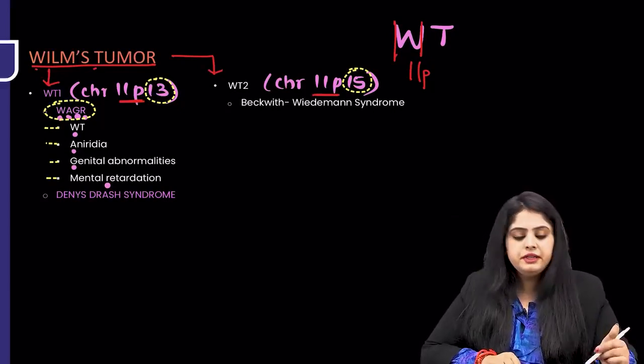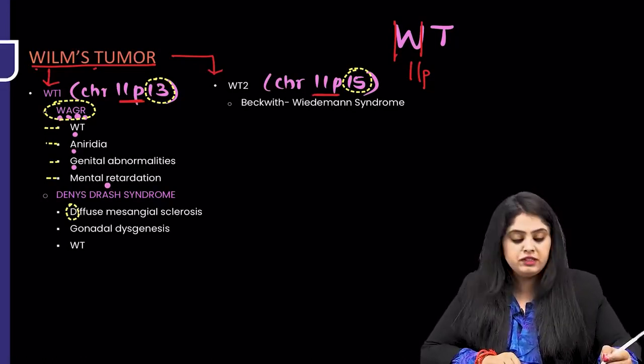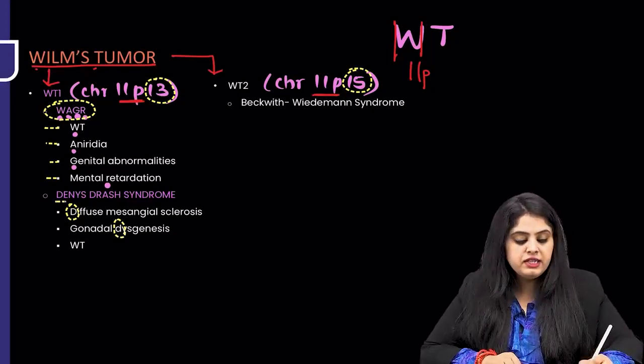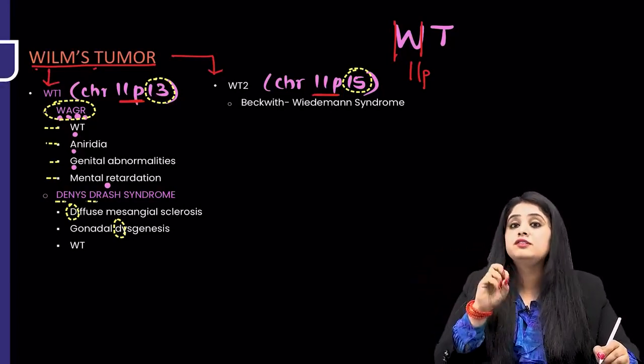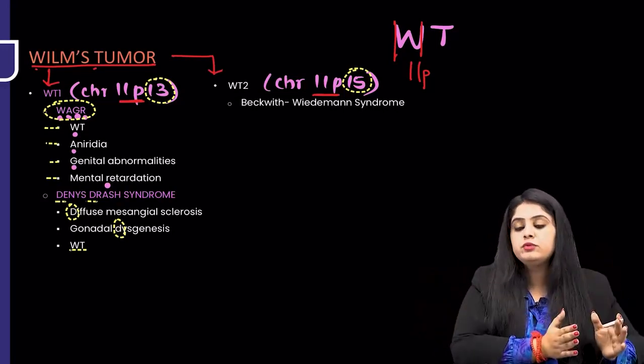Whatever has DDD written, you're going to go ahead with that. So what is DDD? If they ask where do you see diffuse mesangial sclerosis, where do you see dysgenesis, you'll say okay, this D and D, the Denys-Drash, will show me diffuse mesangial sclerosis, gonadal dysgenesis and Wilms tumor, of course. These are the syndromes with WT1.